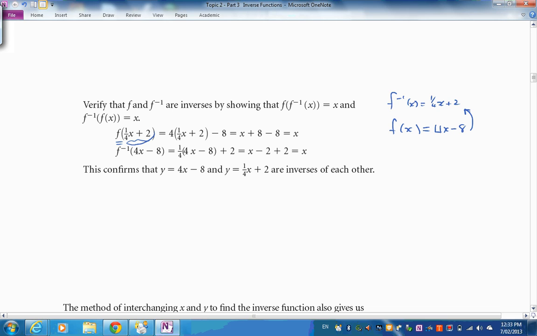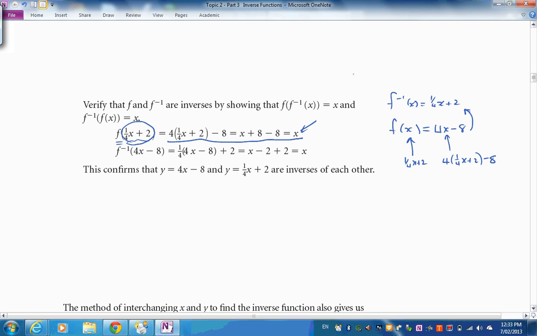So we're going to stick a quarter x plus 2 in for the x of f. f is being done on the inverse. So instead of x in there, we're going to put a quarter x plus 2. So instead of x in the statement, we have to put a quarter x plus 2 as well. So there, Pearson's has gone across the page and shown that you get x back again.